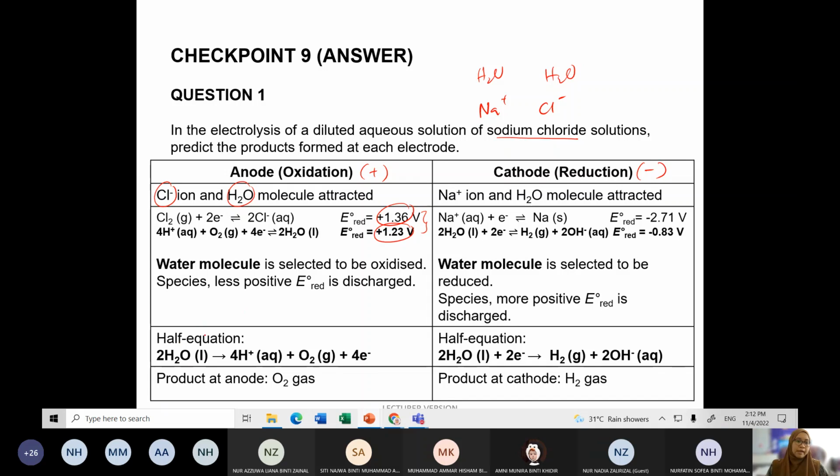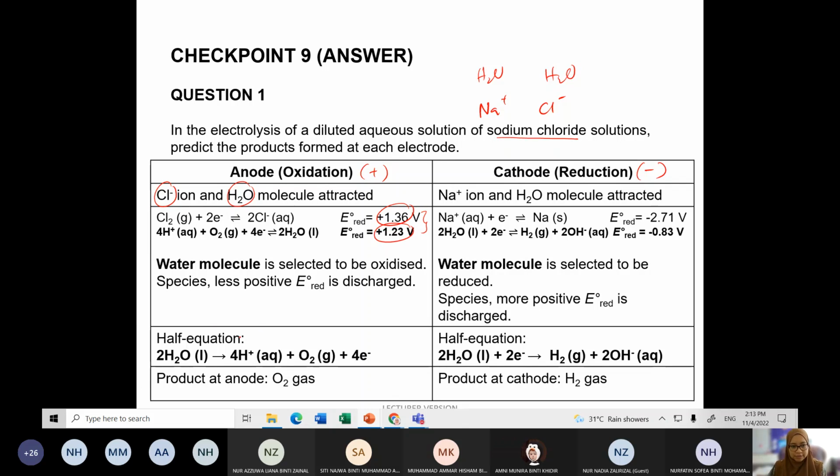Alright, so how do you prepare the half equation for oxidation of water? Please take note that if water undergoes oxidation, it will produce oxygen. If water undergoes reduction, it will produce hydrogen gas. So it depends on the reaction that the water undergoes. It does not produce the same product. No, it depends on the type of reaction it undergoes.